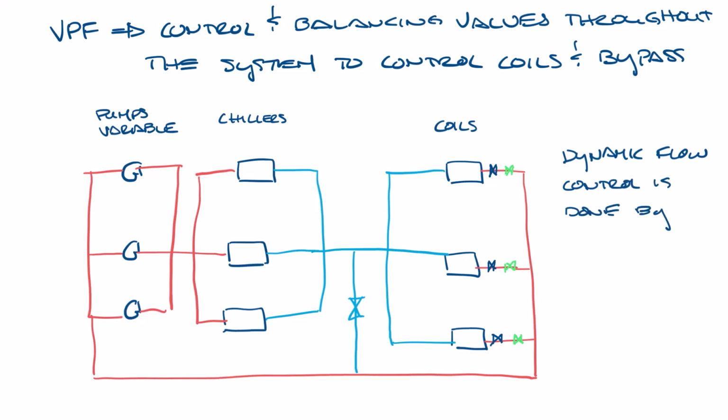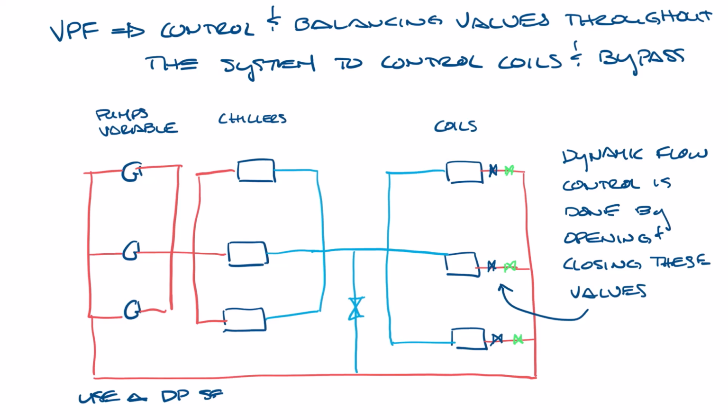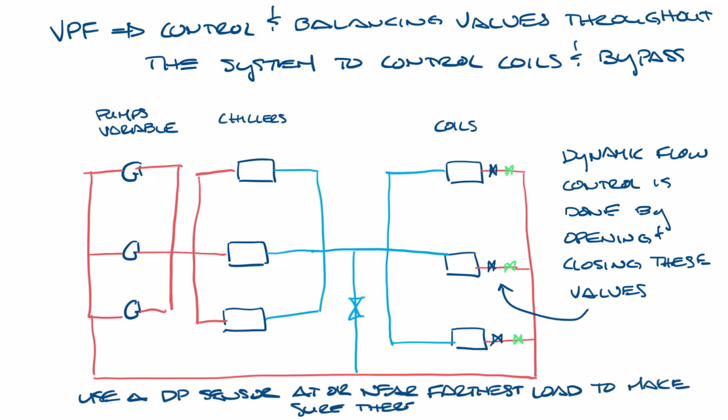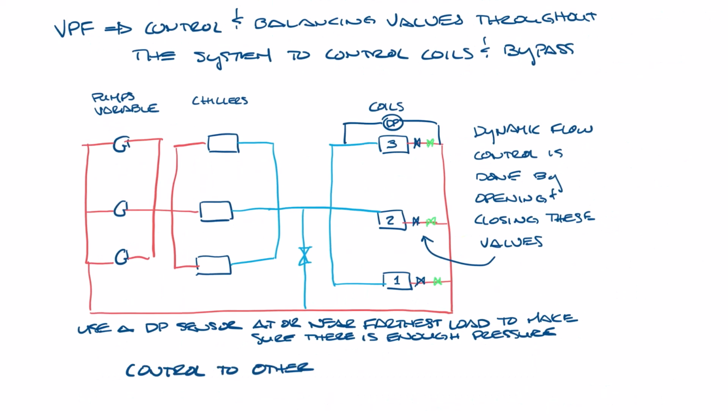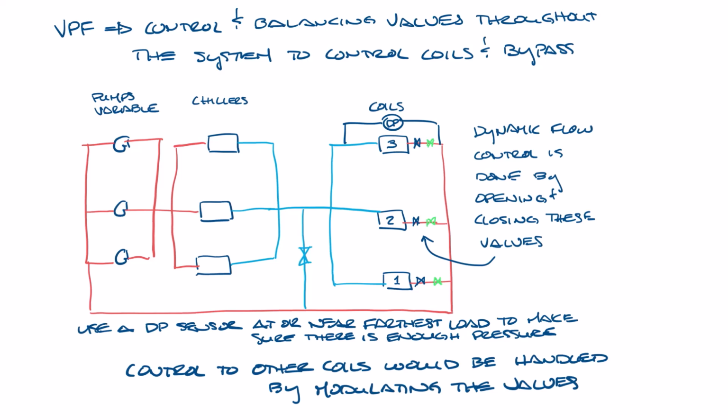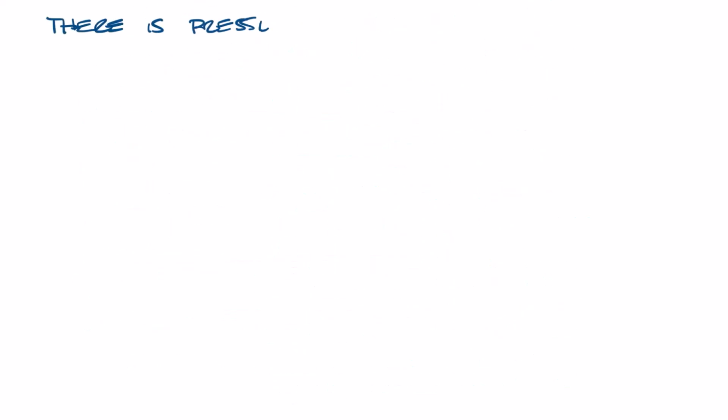Dynamic flow control of the system is done by opening and closing these valves. You would use a differential pressure sensor at or near the furthest load to make sure there's enough pressure to supply that coil. So let's say in my drawing these are floors 1, 2, and 3. You might put the differential pressure sensor here, and your pumps would work to maintain pressure at this point. And then the control of the other coils will be handled by modulating the valves. So let's move this up and make some room. There's a pressure drop across these valves.